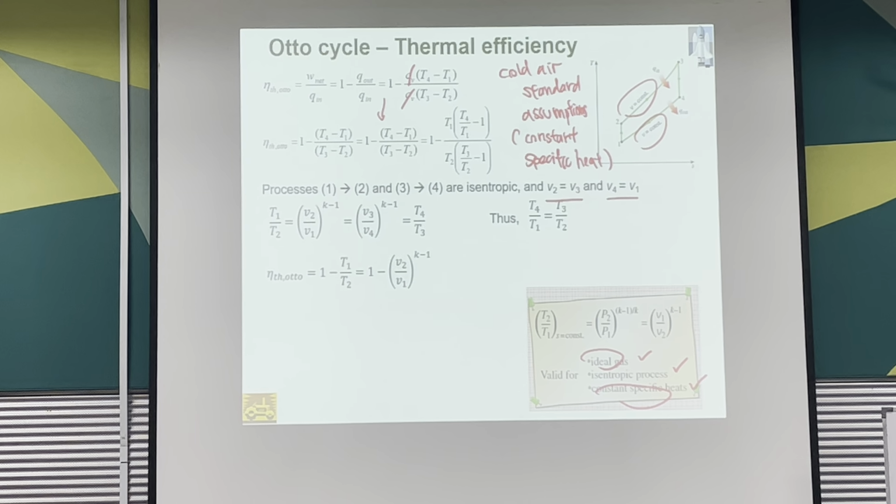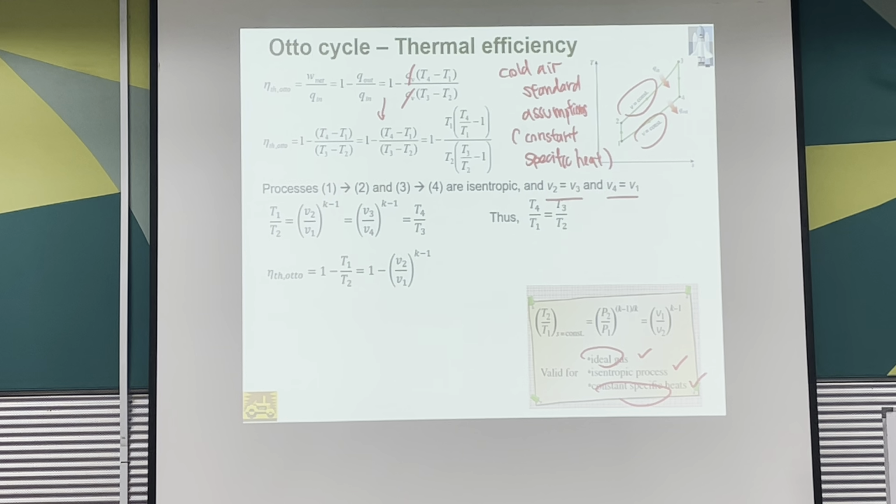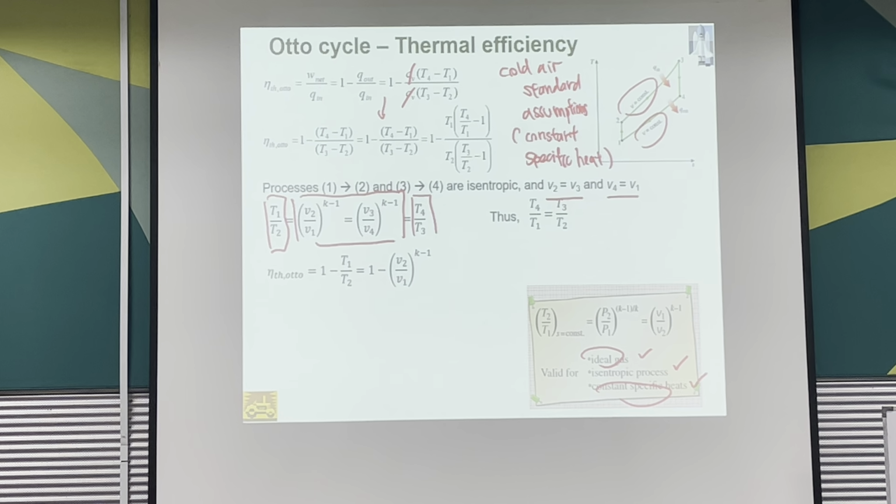And since we know that V2 is equal to V3, and V4 is equal to V1, then we know that they are equal, right? If they are equal, then it means that T1 over T2 is equal to T4 over T3, which gives us this.